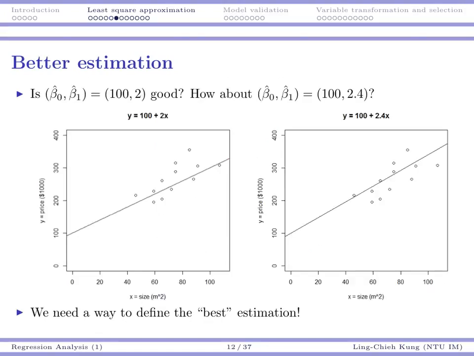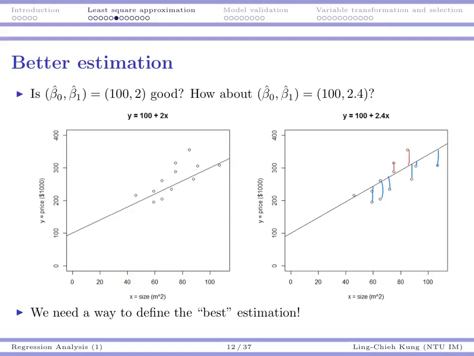So how about this? Maybe we can say, how about 102.4? We increase beta 1 hat to be 2.4. Then the line would be somewhat different, something like this. Okay? And now we say, well, not too bad. Now, when the line underestimates a point, the deviation is not so large. But when the line overestimates, then we have a lot of estimation error. So it seems that we moved the line upwards too much.